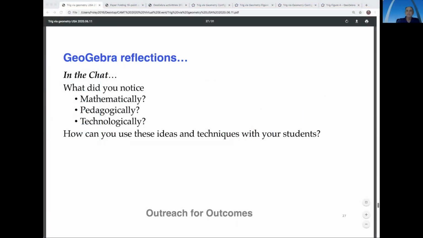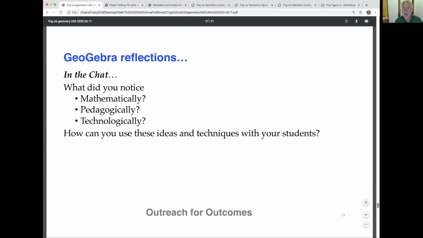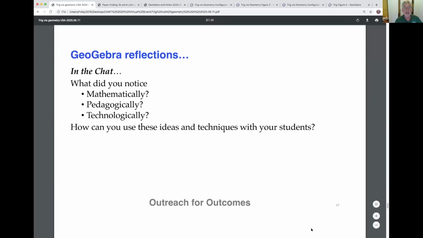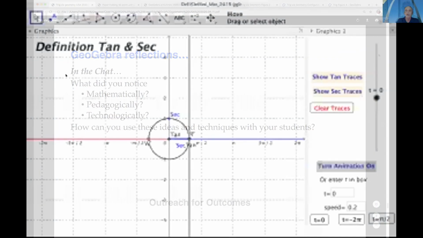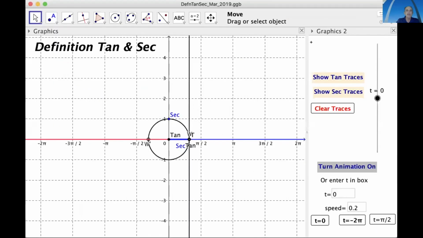Was it Doug Kaufman who was sharing in maybe breakout group number 1? Could you tell us a little bit about what you do? Does everybody see definition of tan and secant?